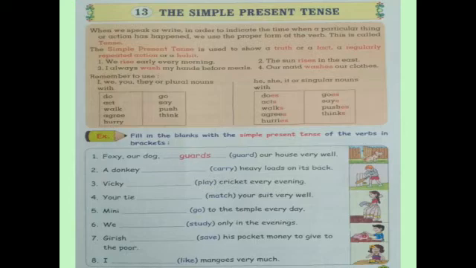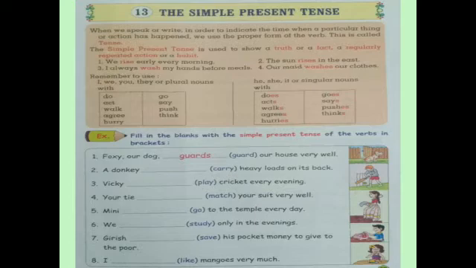Girish save his pocket money to give to the poor. Now here again the given noun is singular, Girish. So the simple present tense of the given verb is: Girish saves his pocket money to give to the poor.